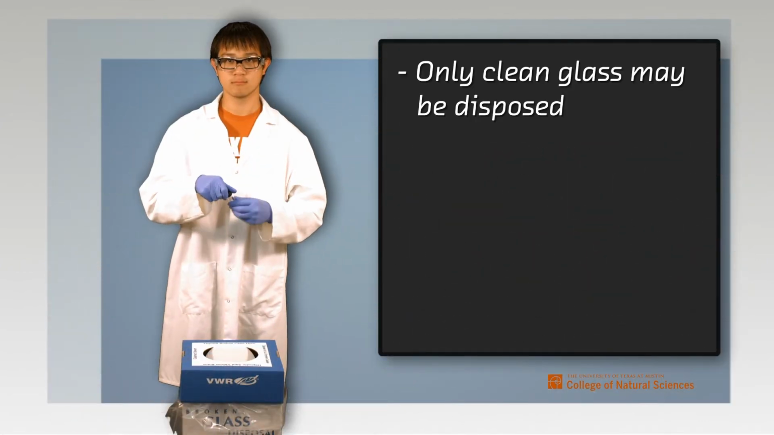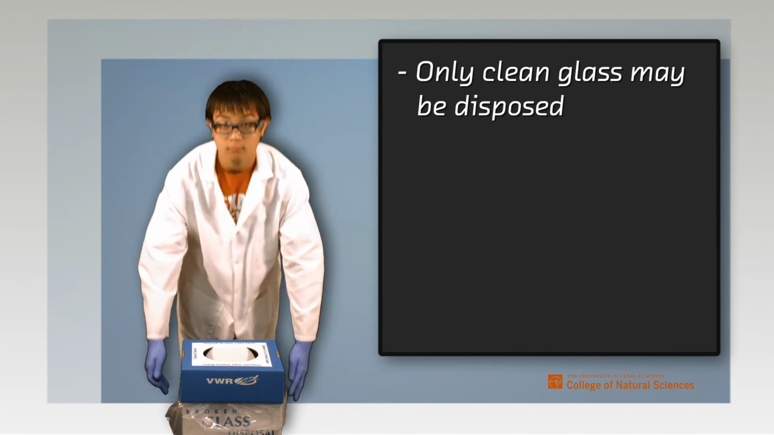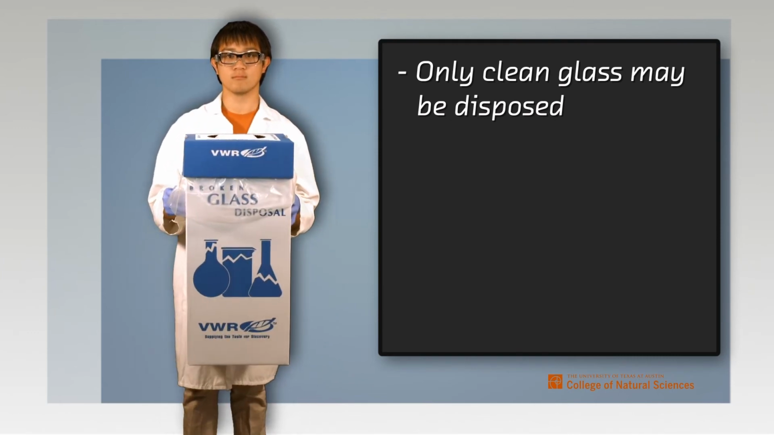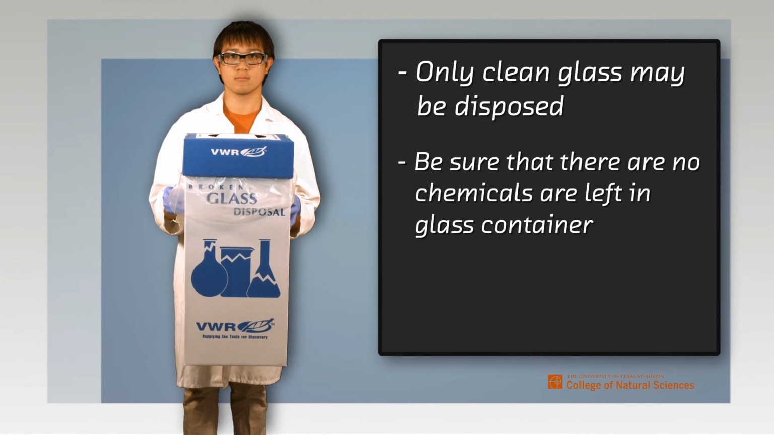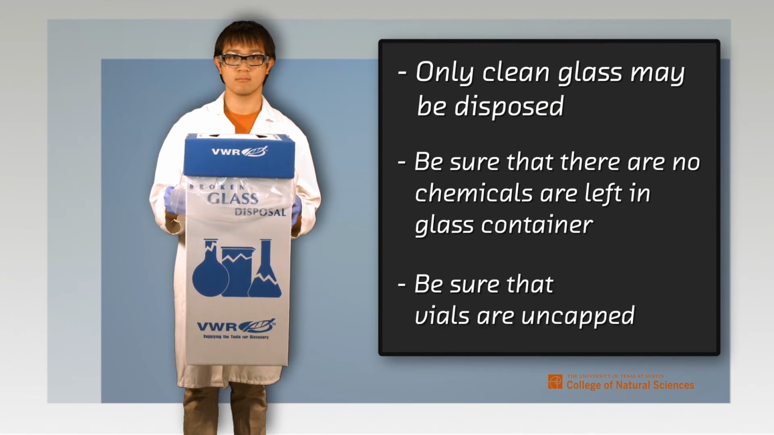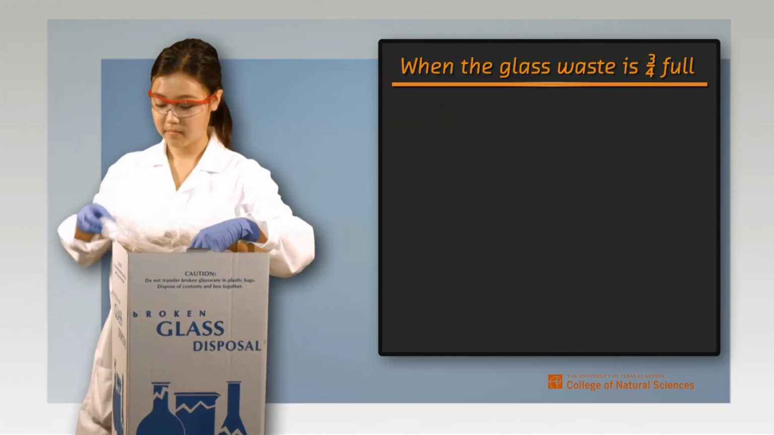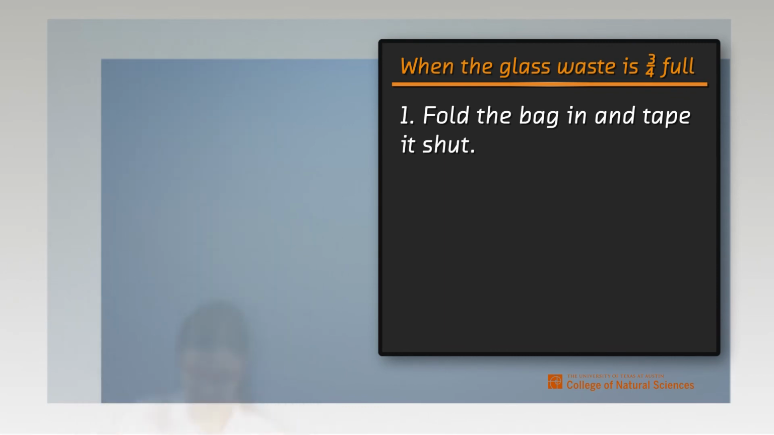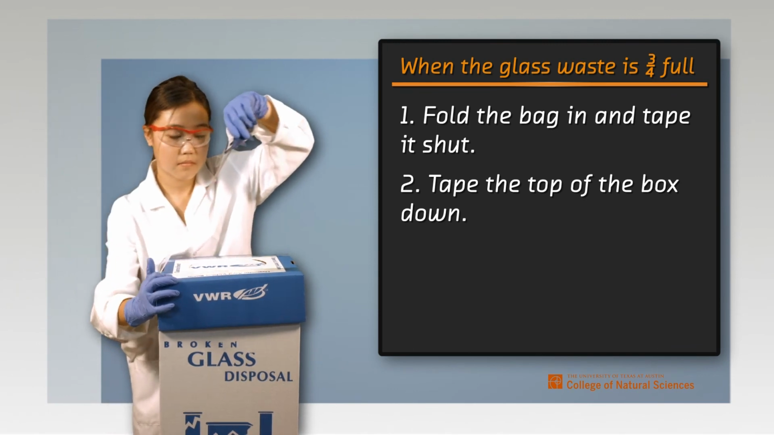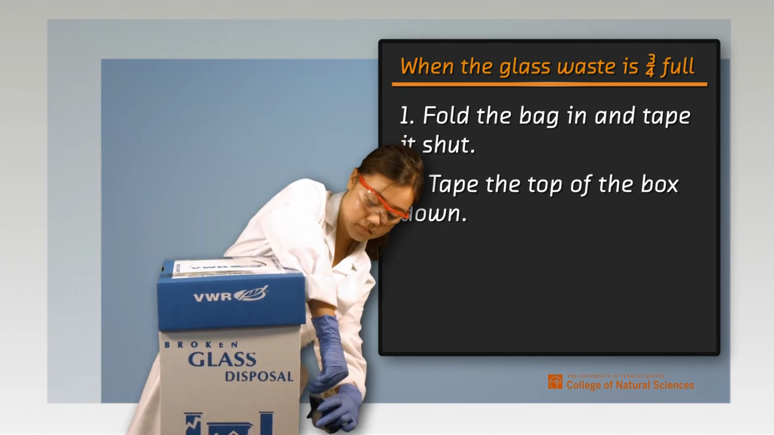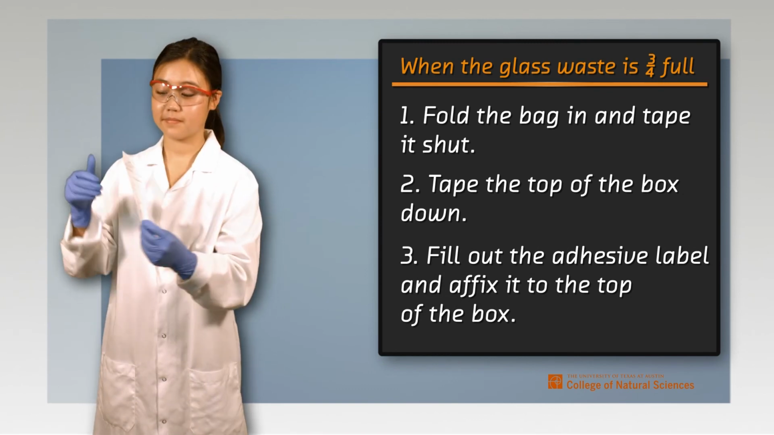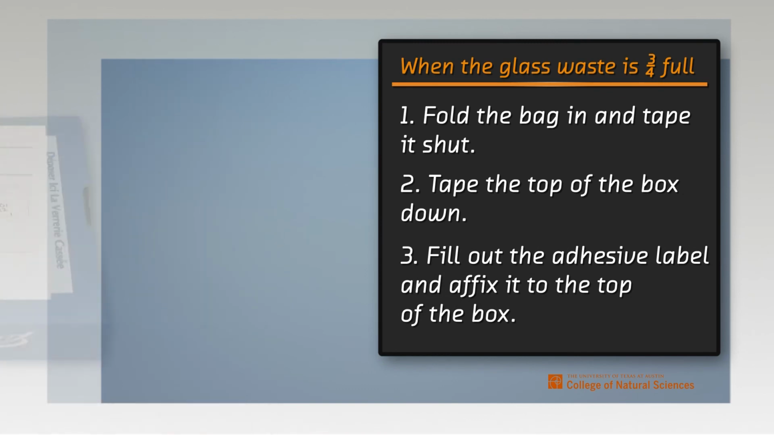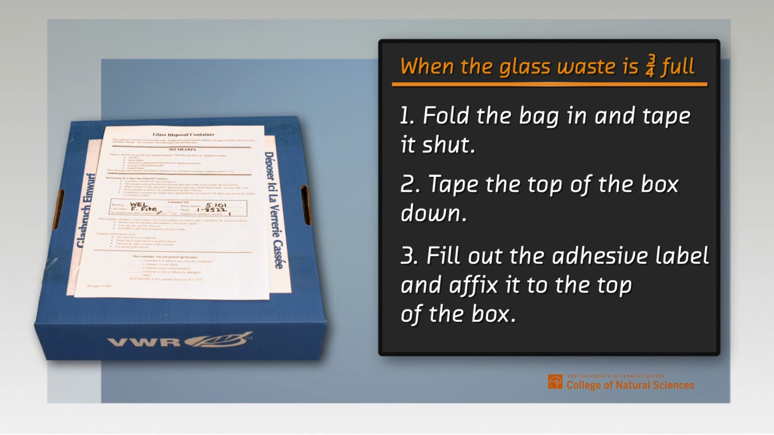Only clean glass may be disposed of in the white and blue cardboard containers. Be sure that there are no chemicals left in the glass you are disposing of and that all vials are uncapped. When the glass waste is 3/4 full, fold the bag in and tape it shut. Tape the top of the box down. Fill out the adhesive label with the appropriate information and affix it to the top of the box. The box may be left in the hallway outside of your lab.